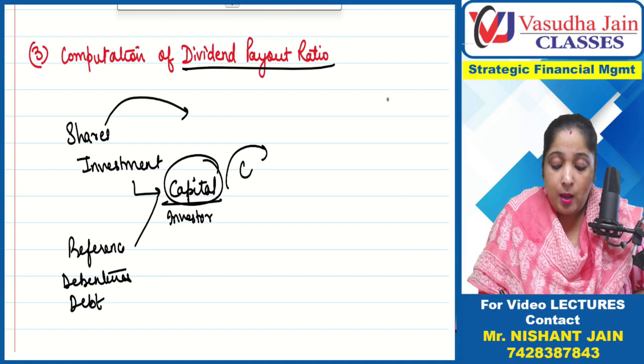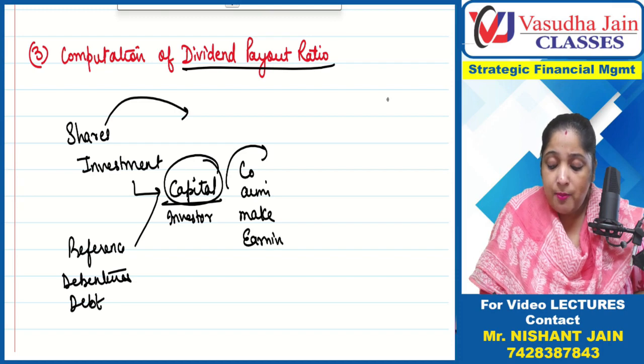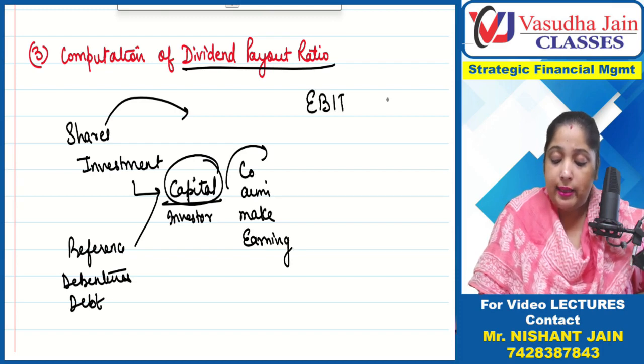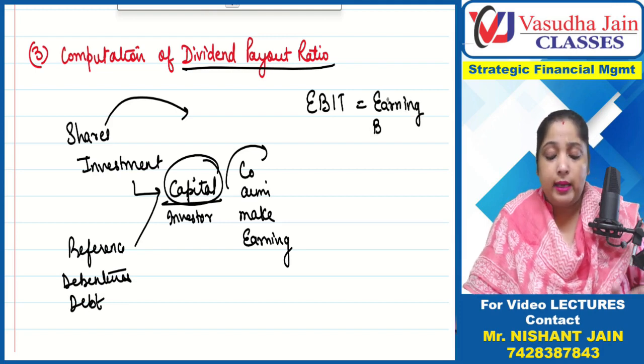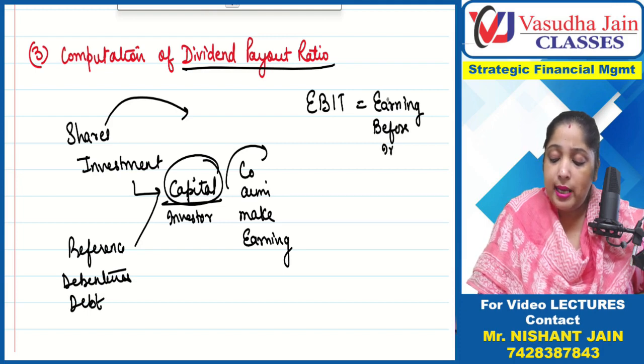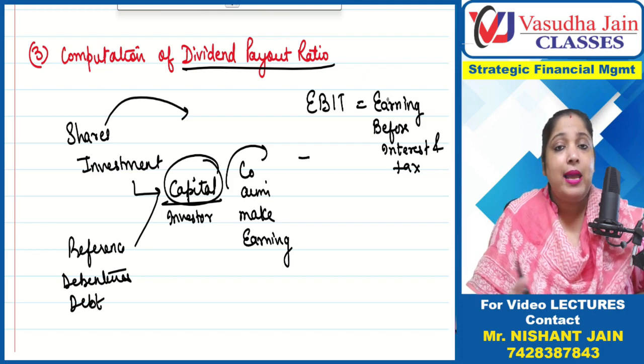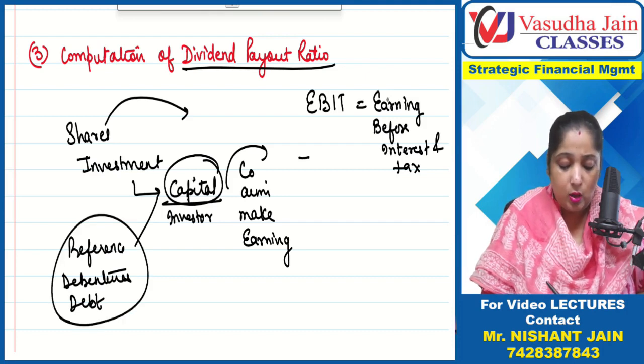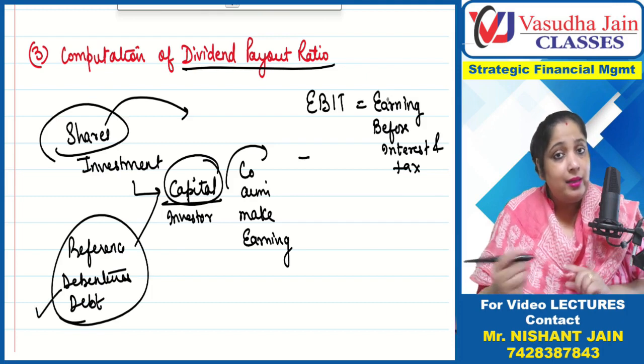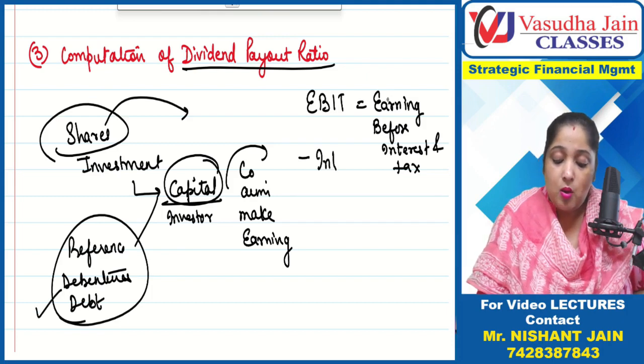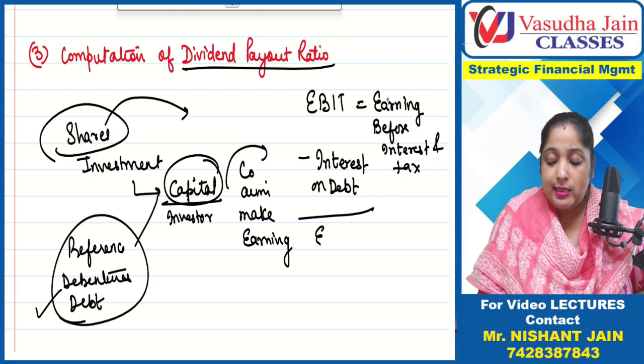On this capital, company's aim is to make earning. So whatever company makes as earning, that is called EBIT. Very simple. I know you know all these terms, but still I am reading it again. Earning before interest and tax. Now from this earning, who will get the return first? Because these are also investors and these are also investors. First, the lenders will get their return. So first, interest on lenders' money, interest on debt is paid. Then whatever earning is left, on that government will come and eat the money.